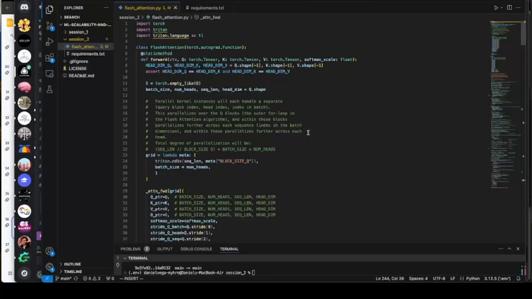So now we'll just go over a quick, I won't spend too much time on this, but this is a Triton kernel implemented for the basic flash attention algorithm.